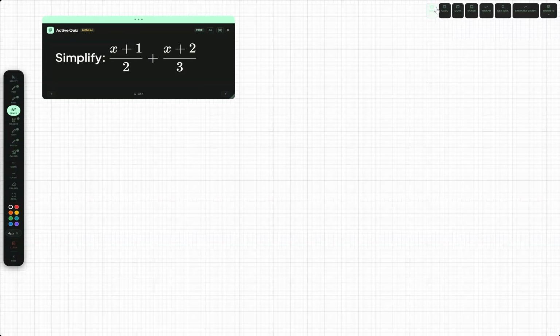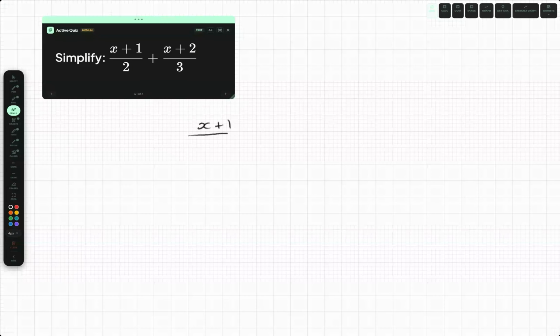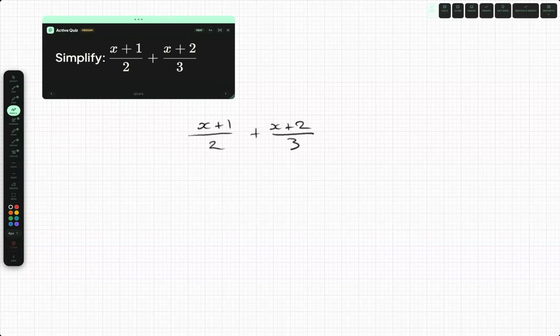All right, welcome back. So now we're going to be looking at what happens if we have a binomial at the top as our numerator. So let's have a look at how that changes things. Looking at the first one here, we have (x + 1)/2 + (x + 2)/3. Now the same idea applies as before.